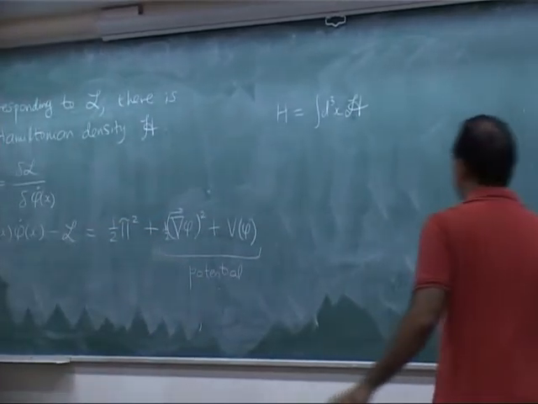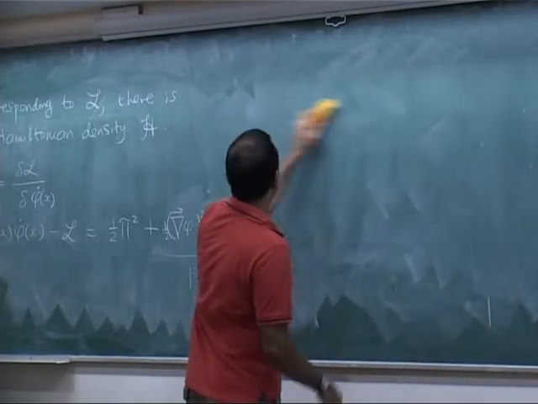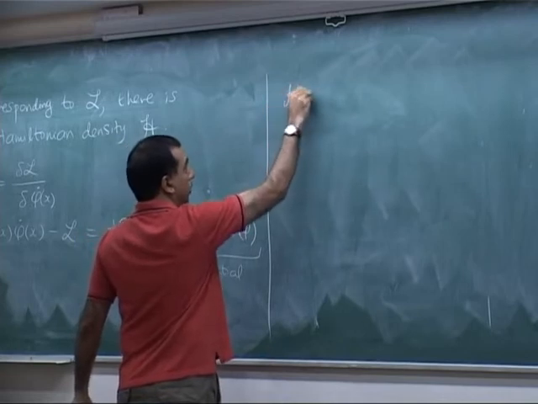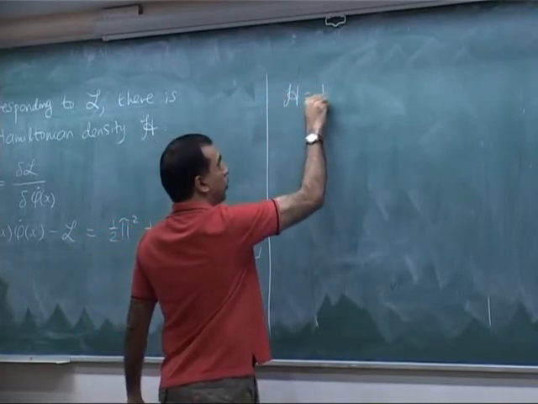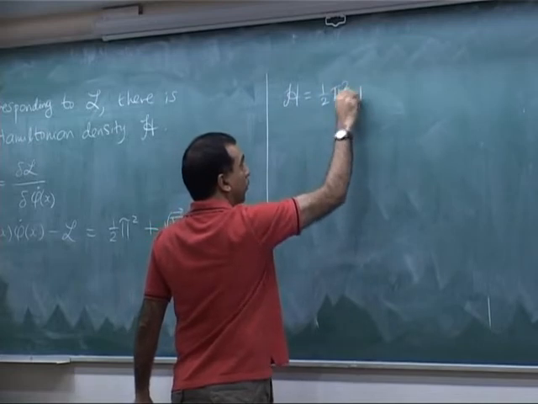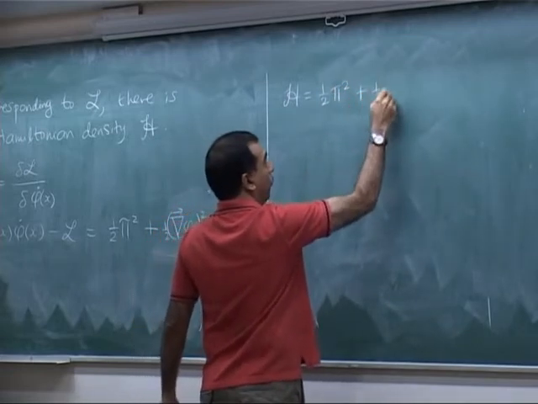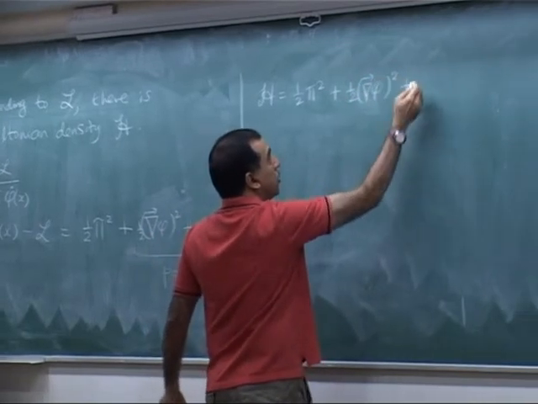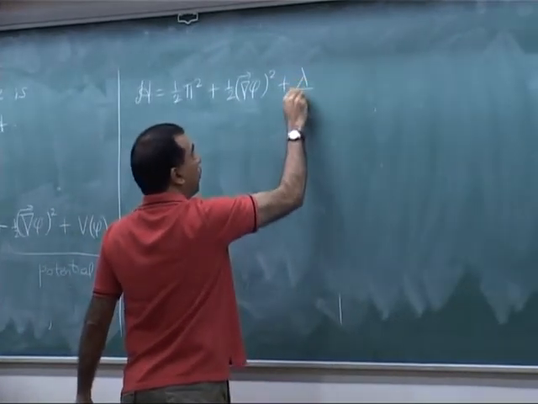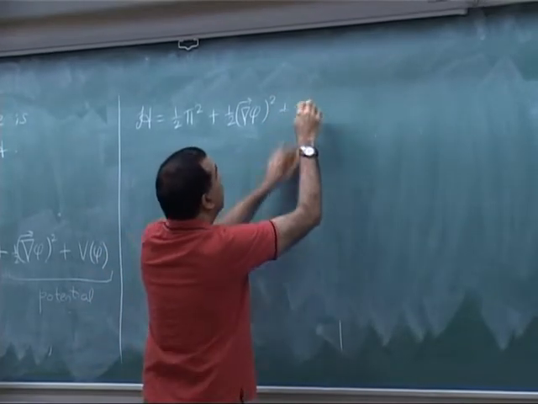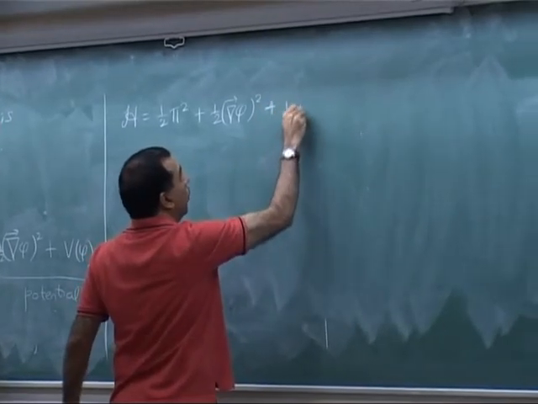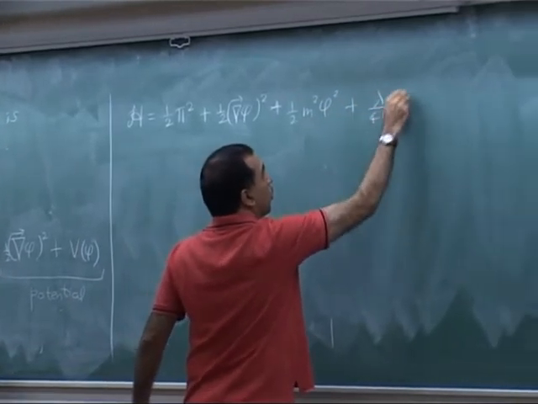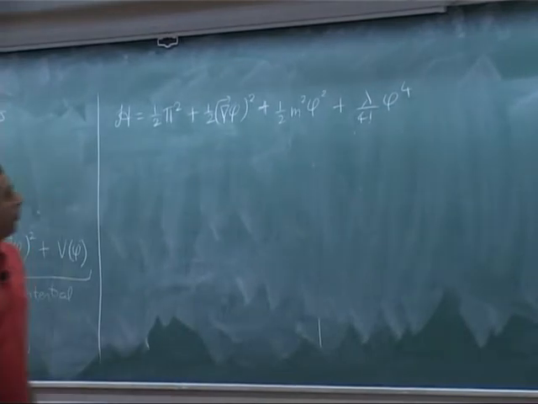So now that we've got all this, let's focus on the theory of interest to us, the phi-4 theory. And for it, the Hamiltonian is half pi squared plus half grad phi squared plus half m squared phi squared plus lambda by 4 factorial phi to the 4th.